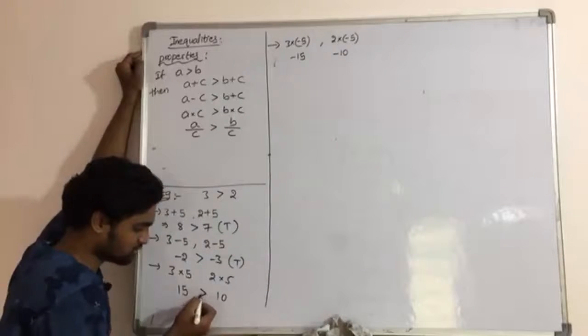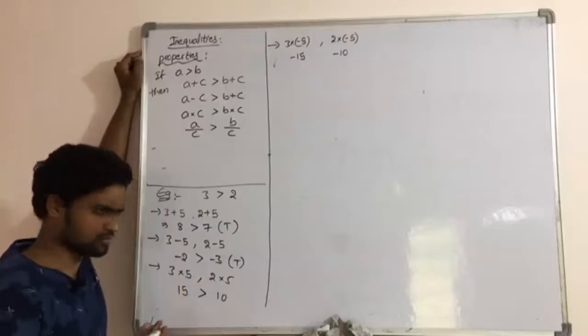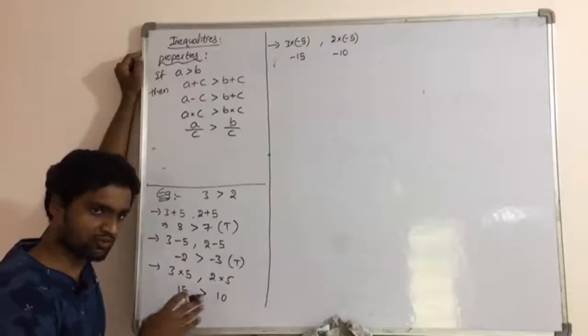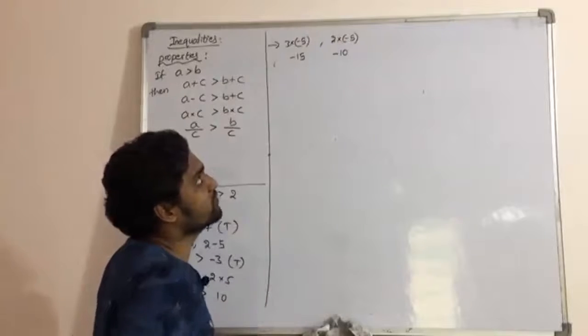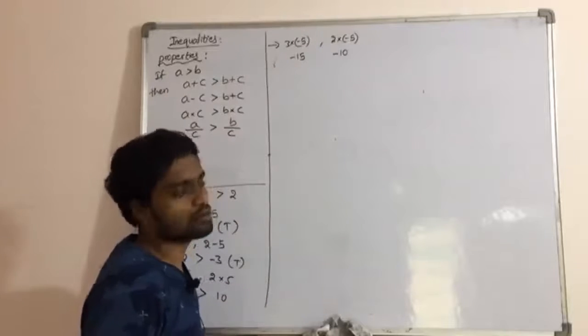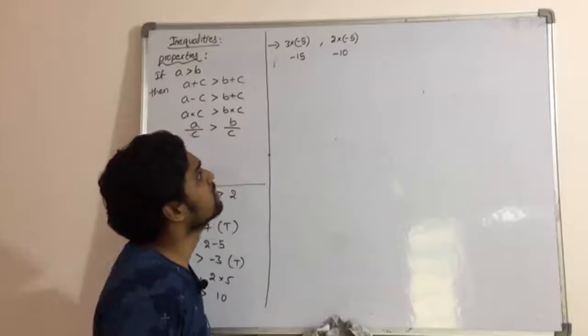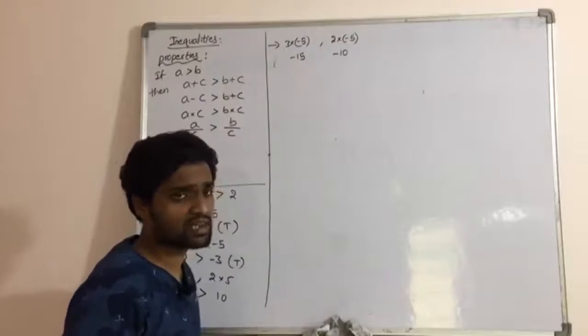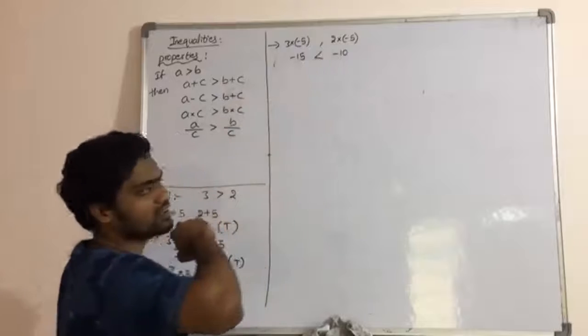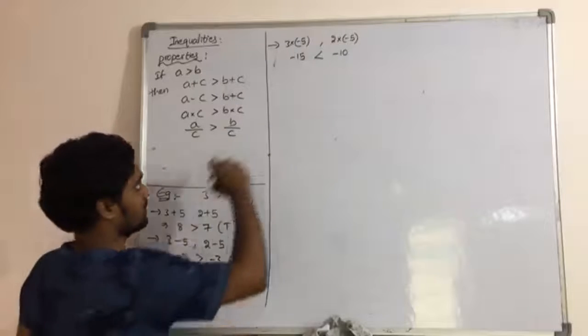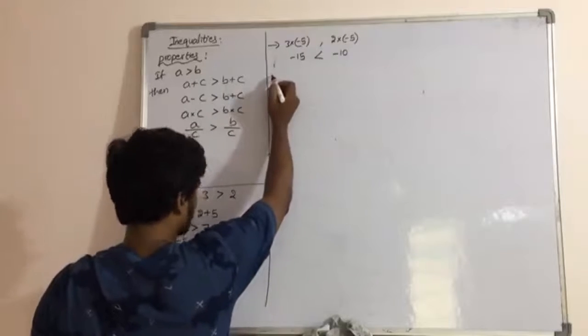15 is greater than 10. Is there any problem in that? No, 15 is obviously greater than 10. Coming to here, is minus 15 greater than minus 10 or less than minus 10? So obviously minus 15 is less than minus 10. Next, another example.